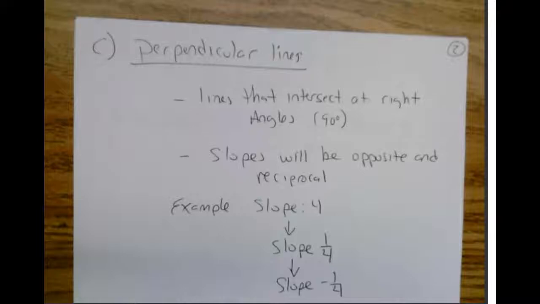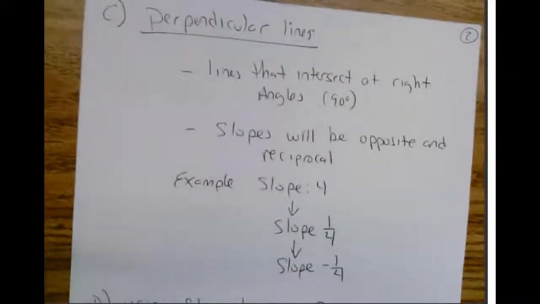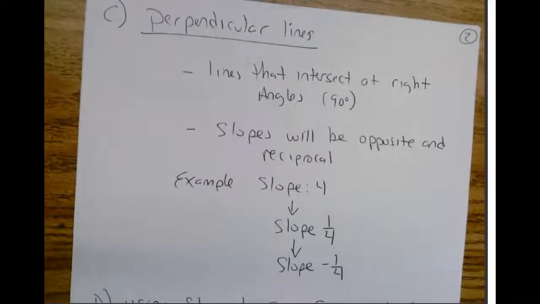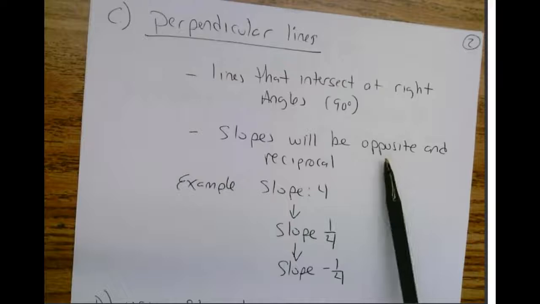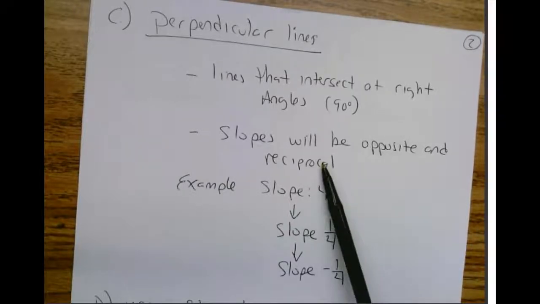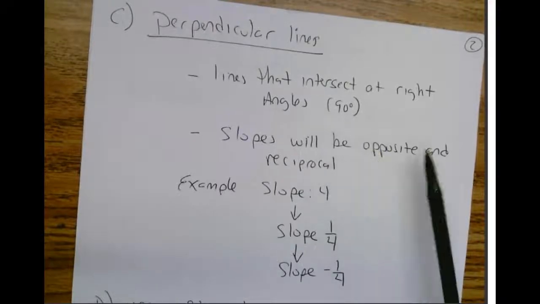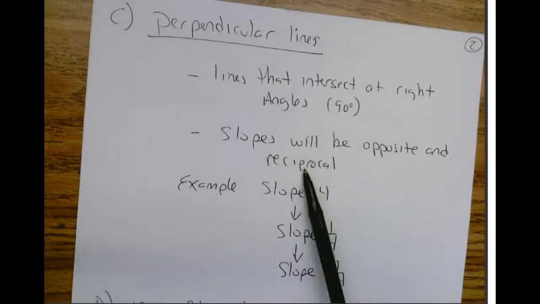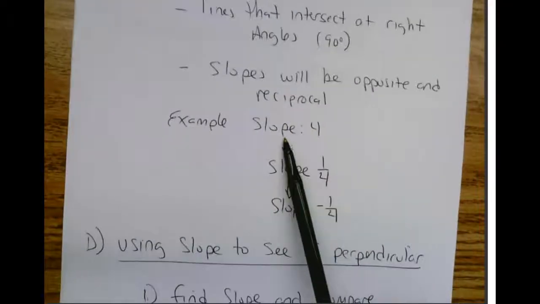And we can use the idea of perpendicular and recognize if lines are perpendicular like that at 90 degrees, that the slopes of those lines will be opposite and reciprocal. So opposite, if it's a positive, it's going to be a negative. If it's a negative, it's going to be a positive. But reciprocal means it flips. Okay, so let's show you what I mean here.